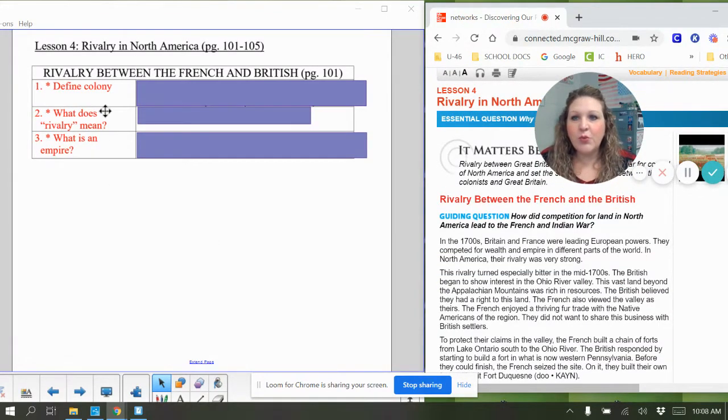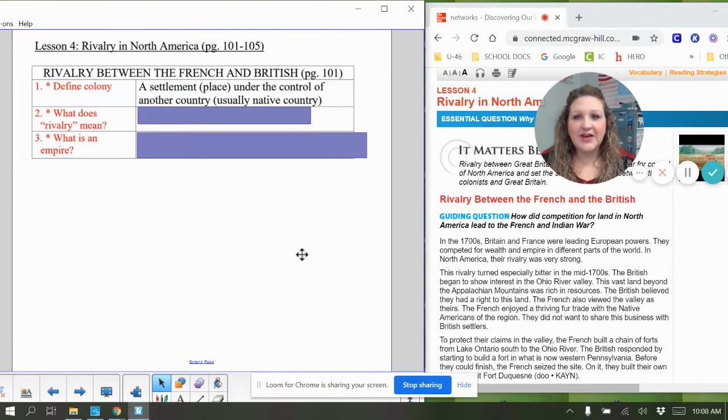So we're first of all going to define colony. We've been talking about colonies since we started school, and I have given you the definition of colony before, but we haven't specifically written it down in our notes. So we are going to do that now. A colony is defined as a settlement, which is a place that's under control of another country, and usually it's the native country. So when we're talking about the 13 colonies, they are under control of Great Britain or England.